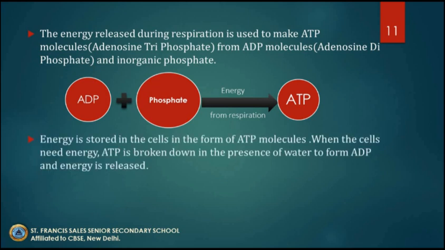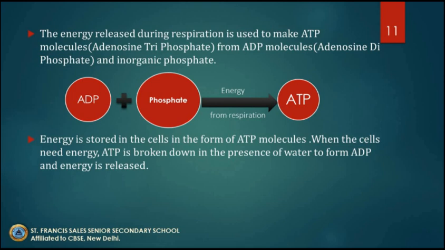Energy is stored in the cells in the form of ATP molecules. It is continuously formed, as I told you earlier. Millions of cells are there in our body, and in each and every cell, this energy production is taking place. When the body needs energy, or when the cell needs energy, what happens, you know? This ATP is broken down in the presence of water to form ADP and energy is released.